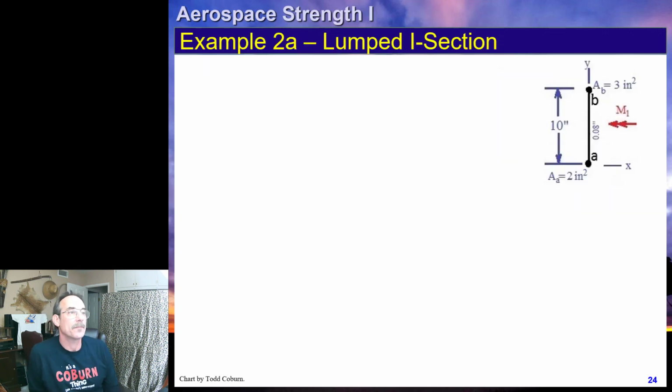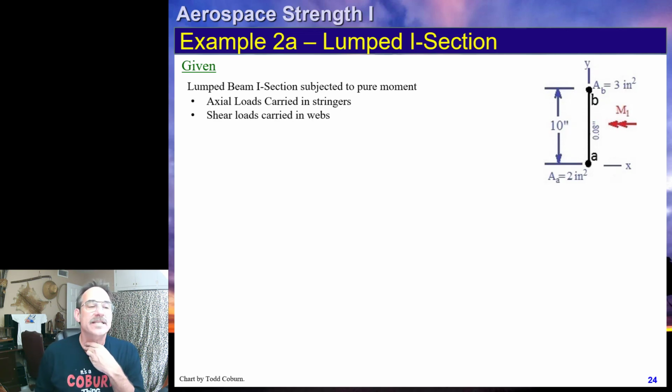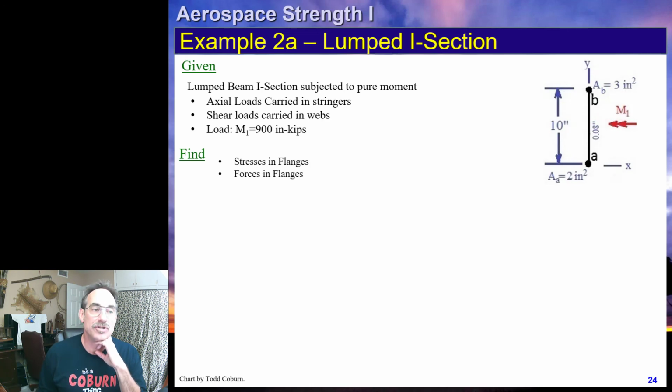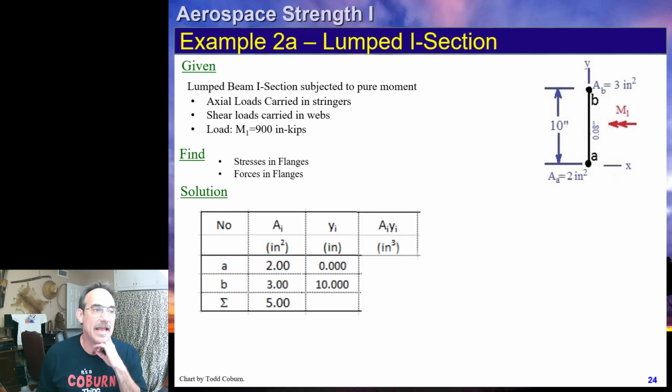Okay? Now if we have a lumped section like this one, we see we have two elements. We're going to ignore the web, plug our two areas into our table, and calculate our properties. You're starting to get the hang of this?